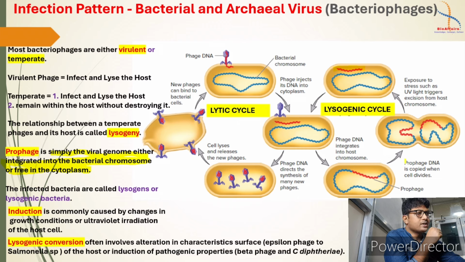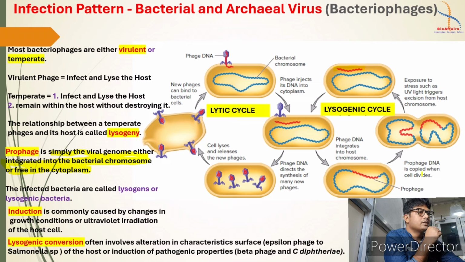Now this prophage DNA is copied. When will it be copied? As the bacteria divides itself by binary fission. So whatever the number of bacterial genome, the same will be the number of viral genome, because it is integrated. So it is combining the function.